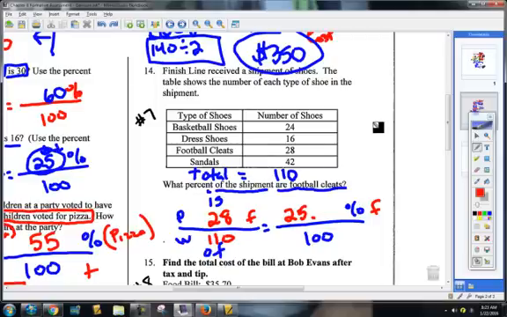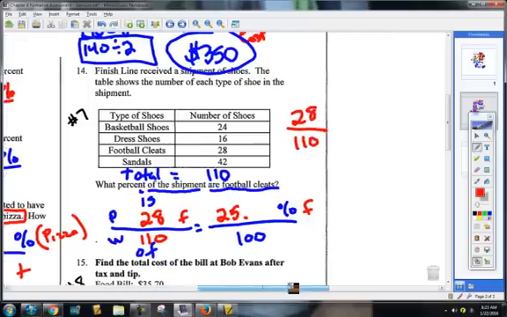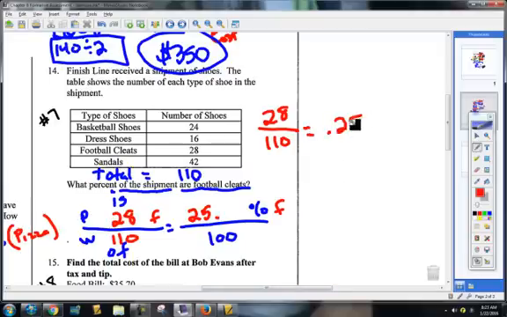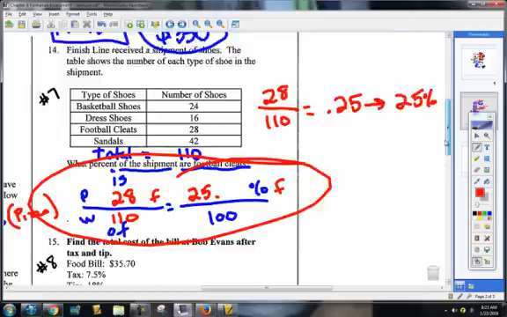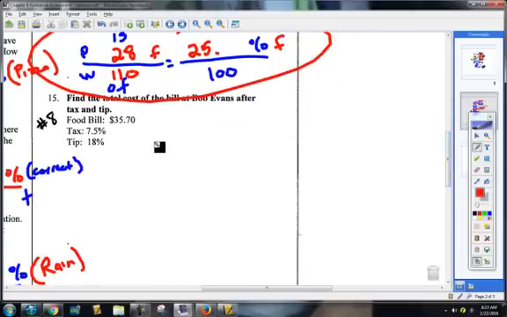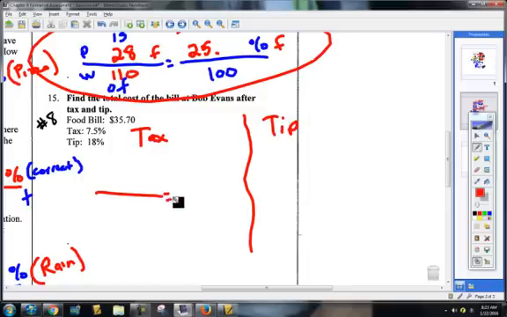You could have just done it like this, though. You could have just found the fraction, 28 out of 110, and then you could have divided it and got 0.25, and then turned it to a percentage and made it 25%. Either way. But I always prefer the proportion method. Okay, next one. We've got food bill, tax, and tip. You could have done it two ways. I'm just going to show you the proportion method because I think it's the easiest. You have to have a tax proportion. You have to have a tip proportion. So I look at it and I say, okay, what's my tax percentage?